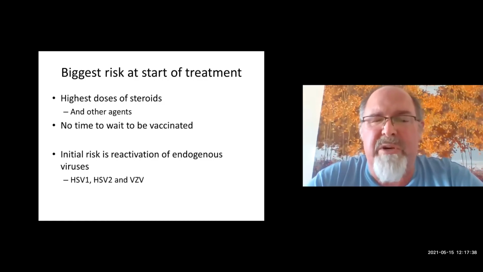The initial risk is in reactivation of what we call endogenous viruses. These are viruses we generally acquire as teenagers, young children, or adults. So viruses called herpes simplex 1 and 2, they're the viruses I've said before that cause cold sores and genital herpes, and varicella, acquired as chickenpox, but then recurrent as shingles.